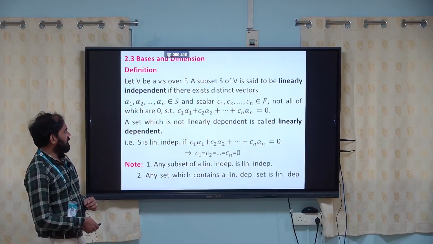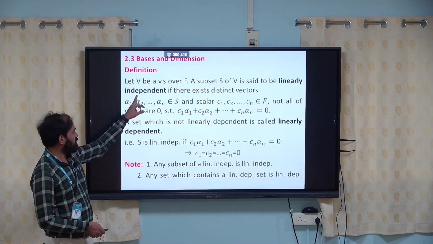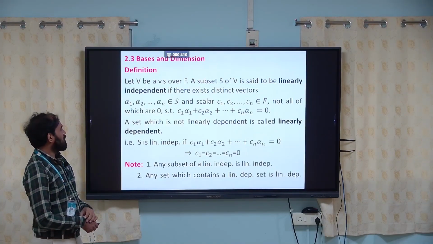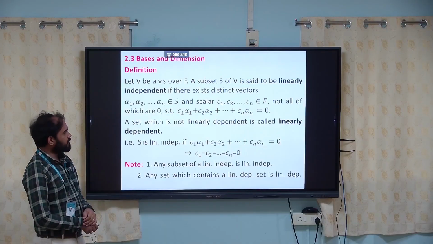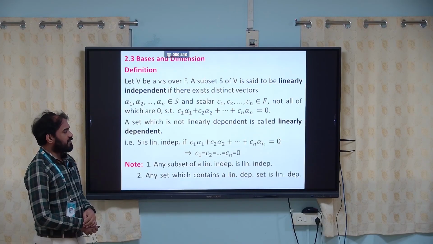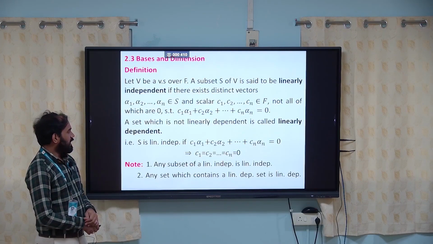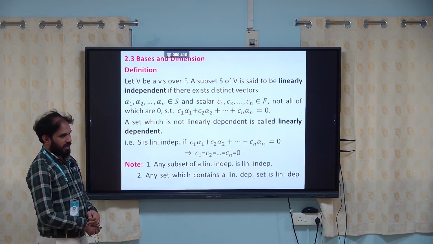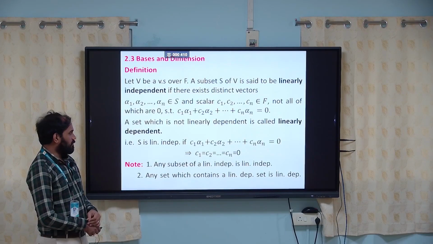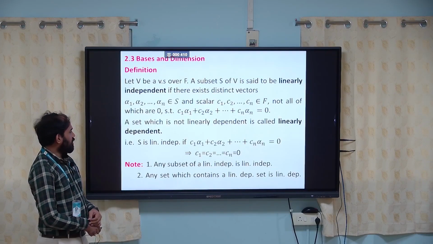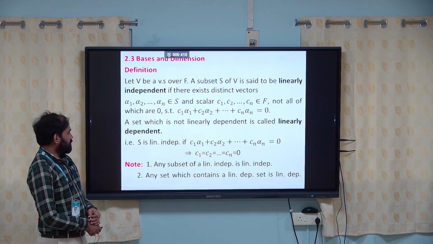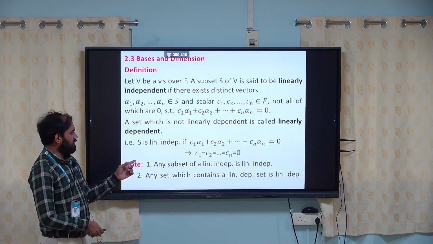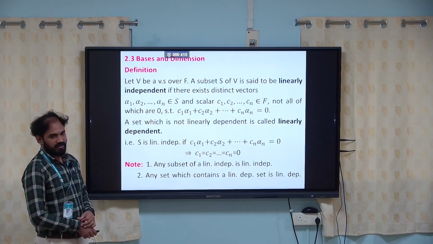Let V be a vector space. Here I am shortly using the notation V for a vector space. Let V be a vector space over F. A subset S of V is said to be linearly dependent if there exist distinct vectors alpha 1, alpha 2, up to alpha n belonging to S and scalars C1, C2, up to Cn belonging to the field, not all 0, such that C1 alpha 1 plus C2 alpha 2 up to Cn alpha n equals 0.